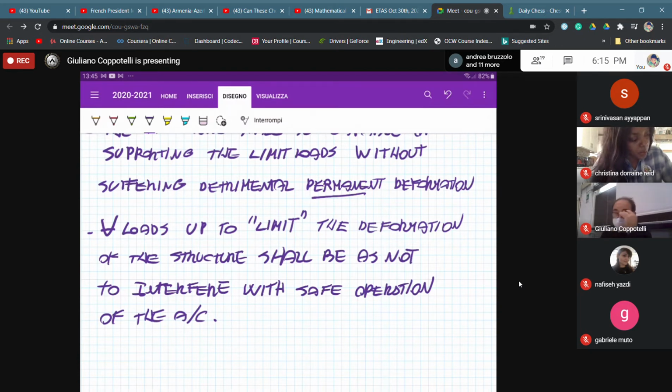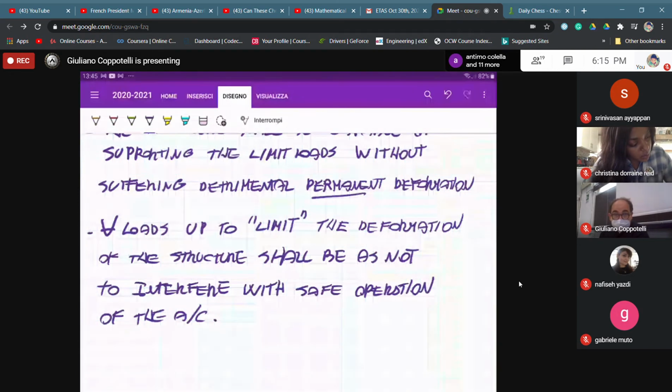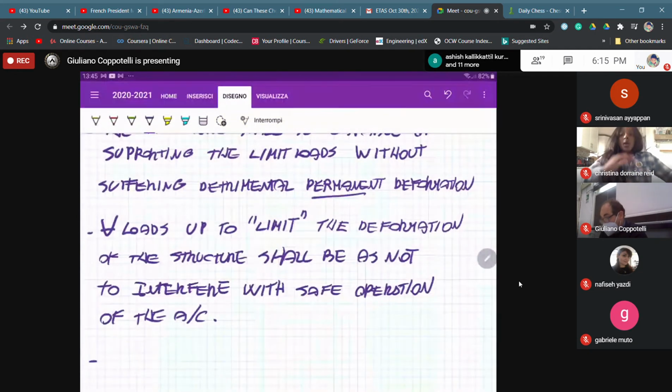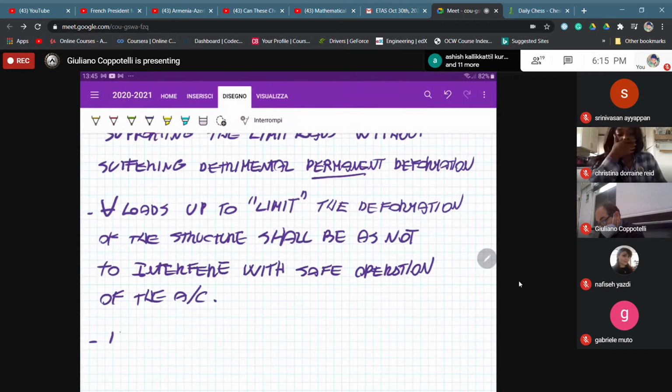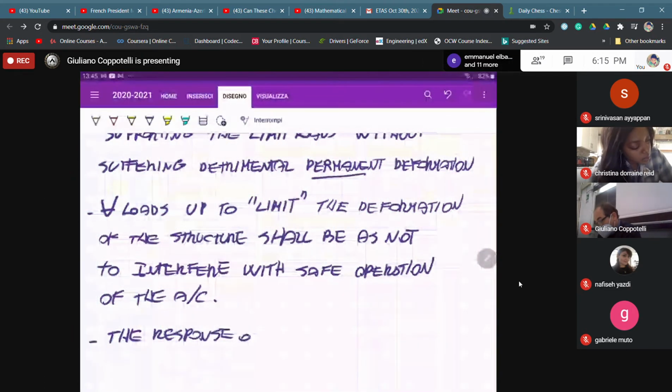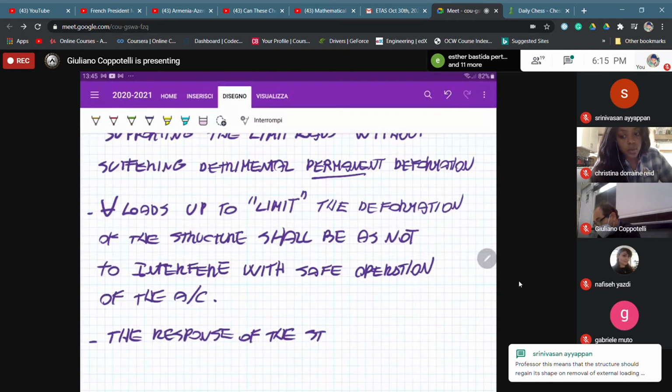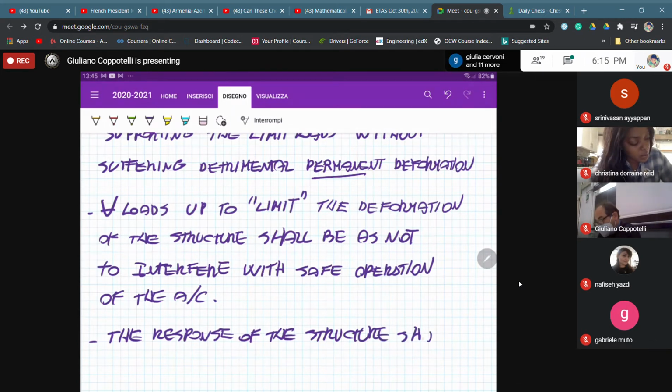The last point is the linearity. All the responses should be an evidence of a linear elastic behavior. So I would like to write that as the last step we consider. The response, finally, of the structure shall be linear elastic. Okay.